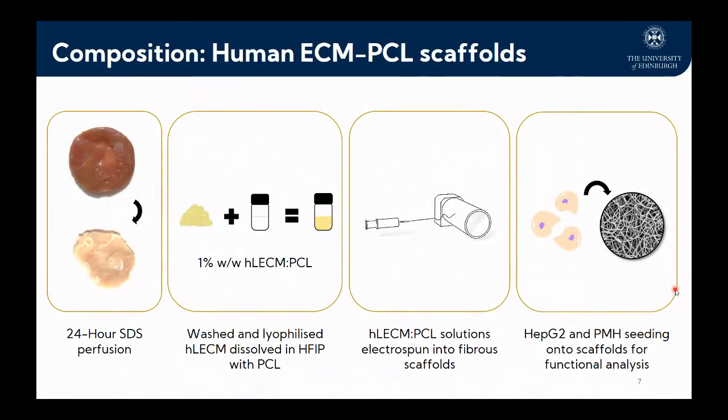And so moving on from the structural work we did, I'll move on to some of the work we've done with human ECM, which is quite exciting. Basically, this is the method that we've been using to incorporate human liver ECM into electrospun scaffolds with PCL. We decellularized ECM using an in-house process, and we've incorporated it into PCL electrospun scaffolds.